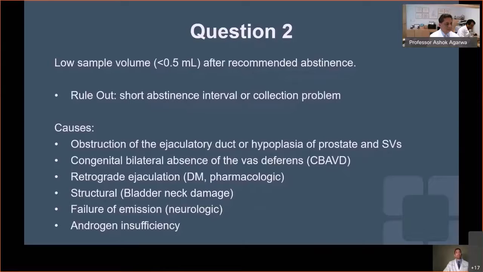Once you have ruled out those issues, it is important to know that the majority of the fluid from the ejaculate arises from the seminal vesicles. Over 70% of the ejaculate volume is produced by the seminal vesicles. Less than 10% of the ejaculate volume actually arises from the epididymis or the testicle. So low volume can be attributed to an obstruction of the ejaculatory duct, hypoplasia of the prostate and seminal vesicles, or congenital bilateral absence of the vas deferens.